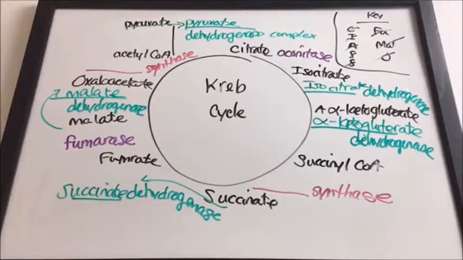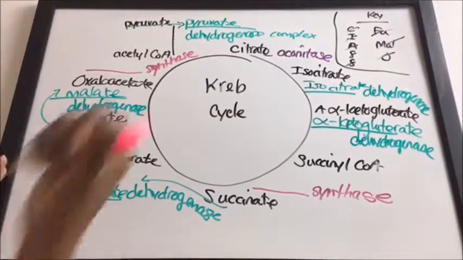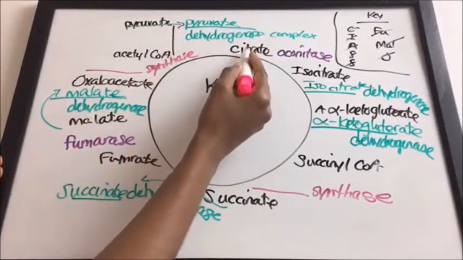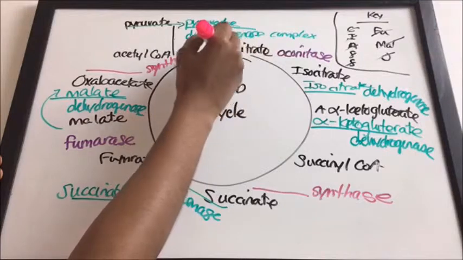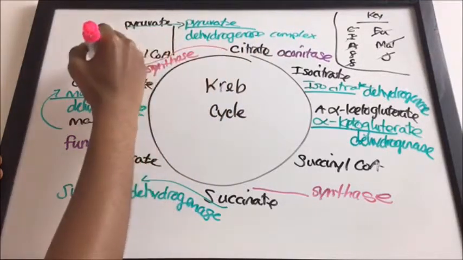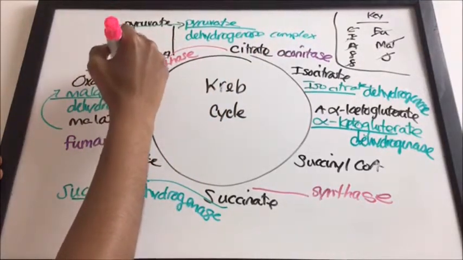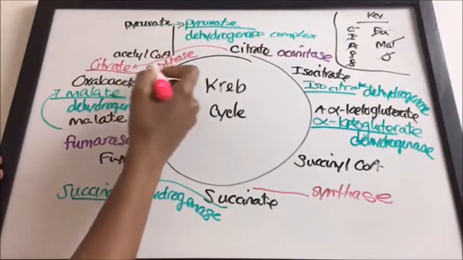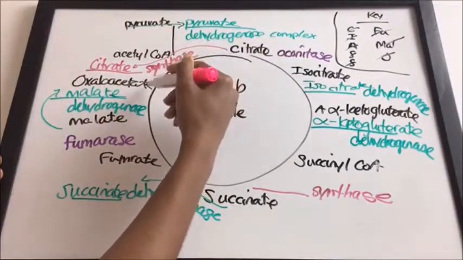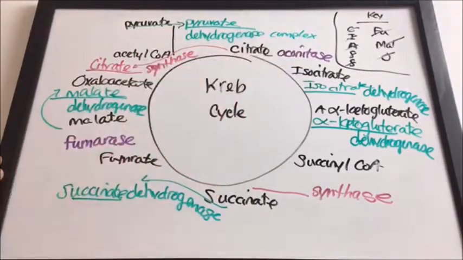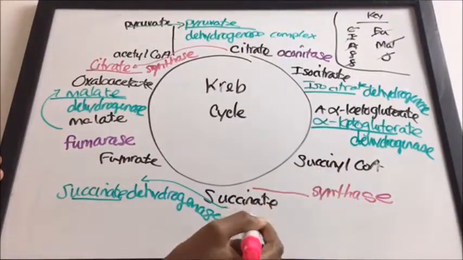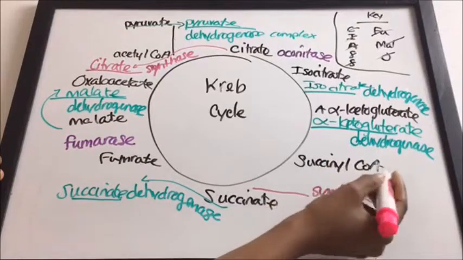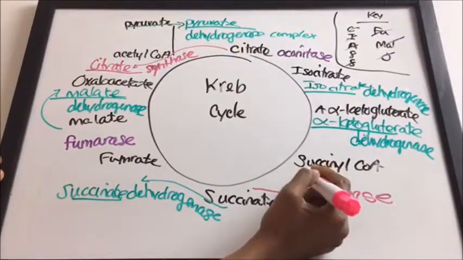Now for our synthases, so between citrate and oxaloacetate, what are you going to do? Bring over the name. Citrate synthase is between oxaloacetate and citrate. Between succinyl-CoA and succinate is succinyl-CoA synthase. Bring down the name.